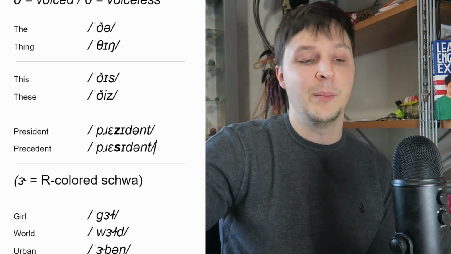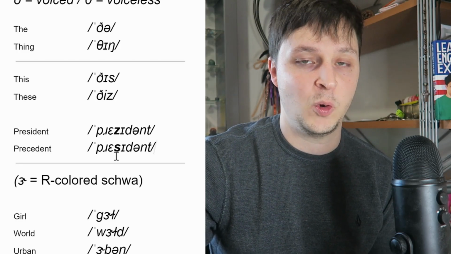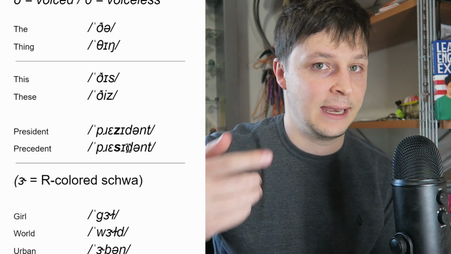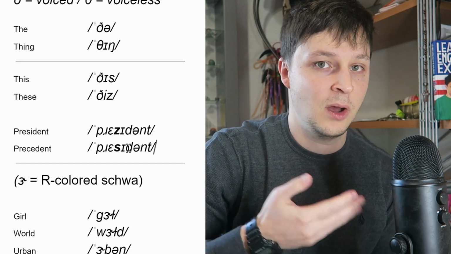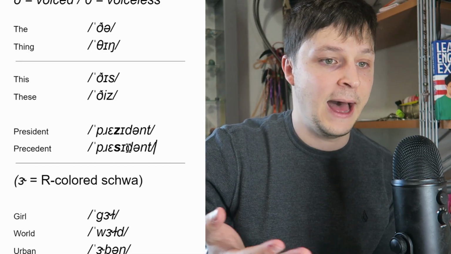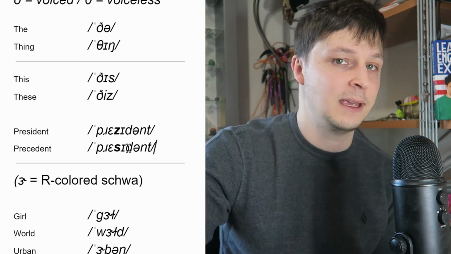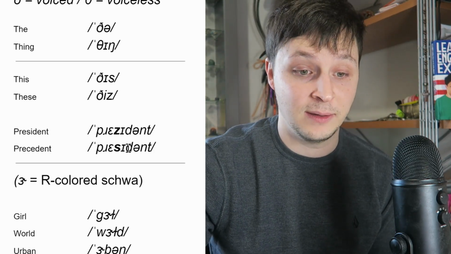Something small, but this difference comes up quite a bit. For example, ice and eyes, ghiaccio, occhi, ice, eyes. So that difference can make a difference in your pronunciation as well.